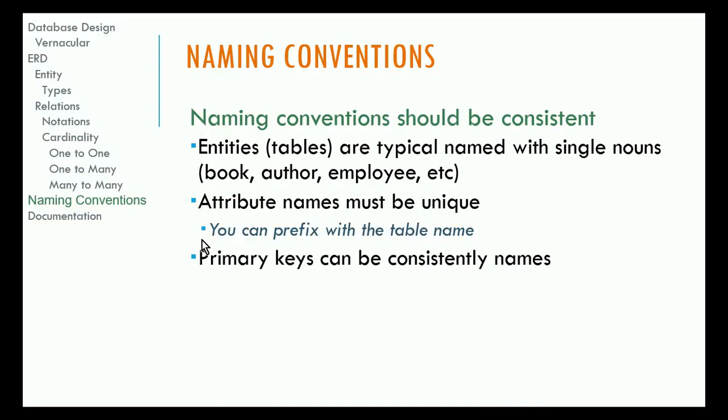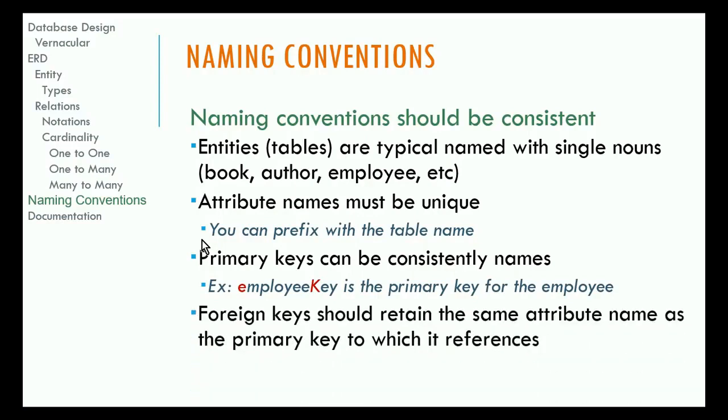You know exactly what that attribute is. Primary keys can also be consistently named. So for example, if I have an employee table and I have a primary key, I might call it employee key. And if I have a department table, I might call it department key for the primary key. So you can keep those names consistent as well, so that anytime you're looking at a list of attributes, it's easy for you to pick out which one is the primary key. Again, these are not required rules. They're just best practices. Foreign keys should also retain the same attribute name as the primary key to which they reference. And we're going to use primary keys more later on in our physical design.